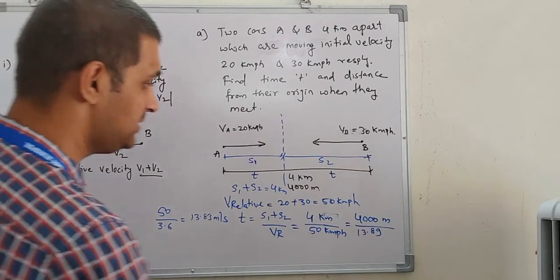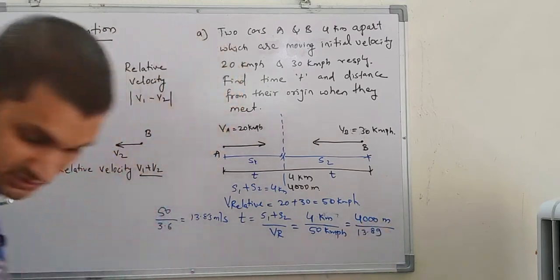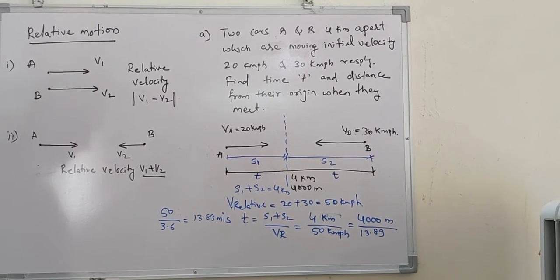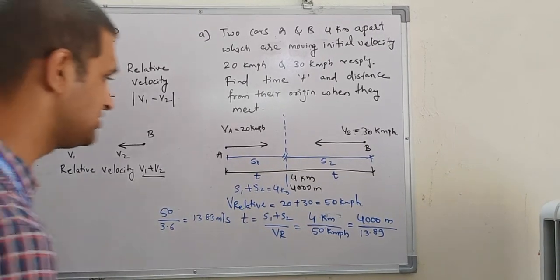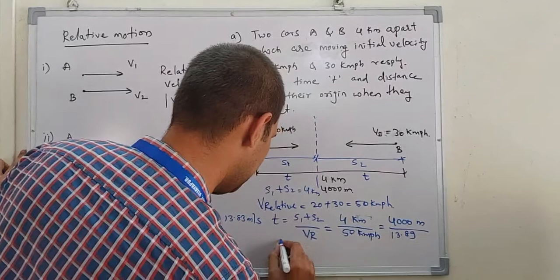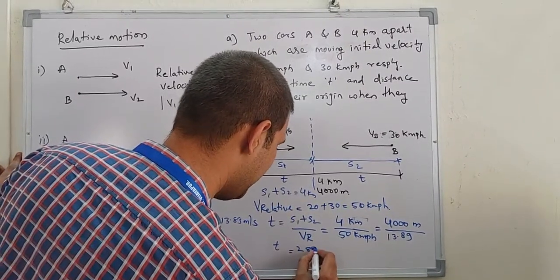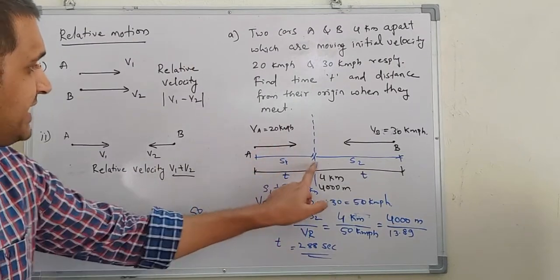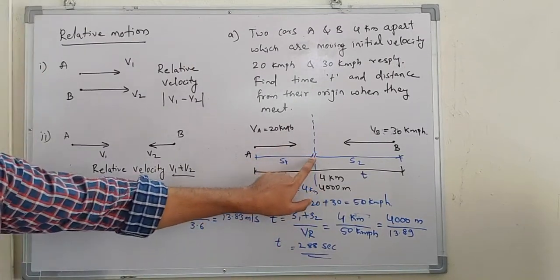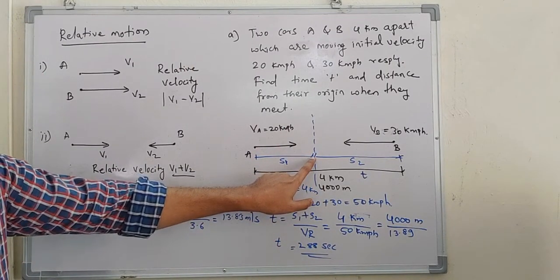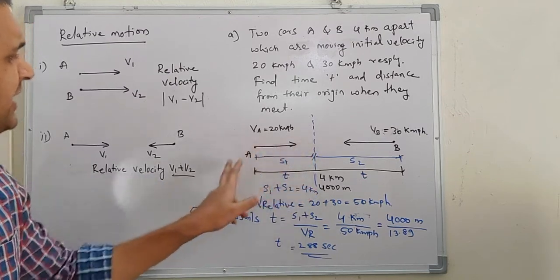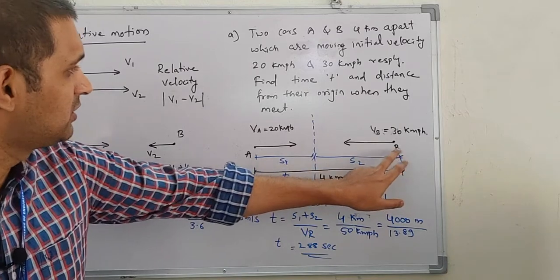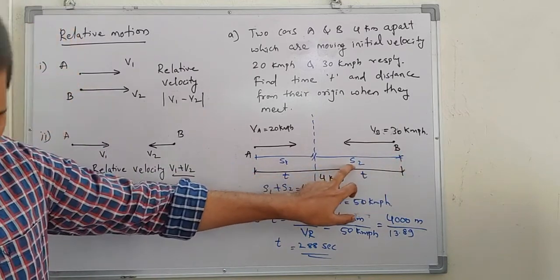13.89 meters per second. So now 4000 divided by 13.89, so you will be getting how much? 288 seconds. Your t will be 288 seconds. Now at 288 seconds, they meet at one common point, wherein car A has traveled a distance of S1 and car B has traveled a distance of S2.